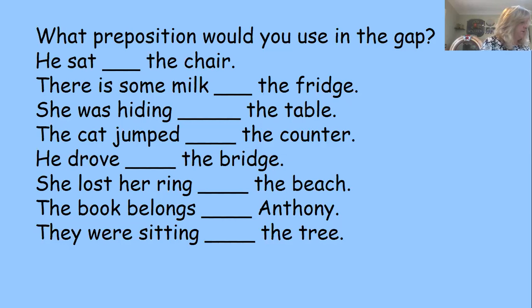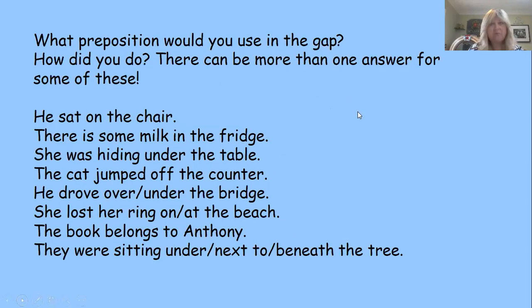Okay, let's have a little look at these and see how you did. Now again, like I said, this is not an exhaustive list. This is not necessarily the only option. So I said he sat on the chair. There is some milk in the fridge. Could be over the fridge, could be under the fridge. She was hiding under the table. Could be behind the table. Could be above the table, who knows.